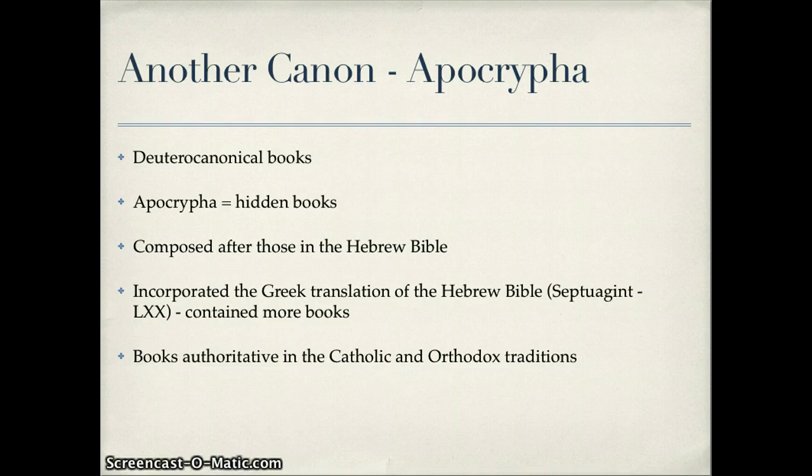So you will not see these books contained within Protestant Bibles, nor will you see them contained within the Hebrew Bibles. This set of books is referred to as deuterocanonical. Deuterocanonical is a Greek word, deutero meaning second, and then you've got canonical referring to the canon. So essentially it's sort of like a second canon to the Old Testament. It comes from the word apocrypha, which in the Greek also means hidden books. These are works that were composed after the books contained within the Hebrew Bible.